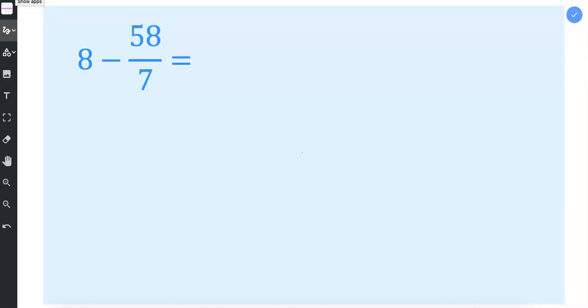The first thing that I noticed about this problem is that we have a whole number here, and we are subtracting a fraction from that whole number. So the first thing I want to do is change this whole number to a fraction. To change a whole number to a fraction, you just write it over 1. 8 divided by 1 is equal to 8. And then I just copy the 58/7.